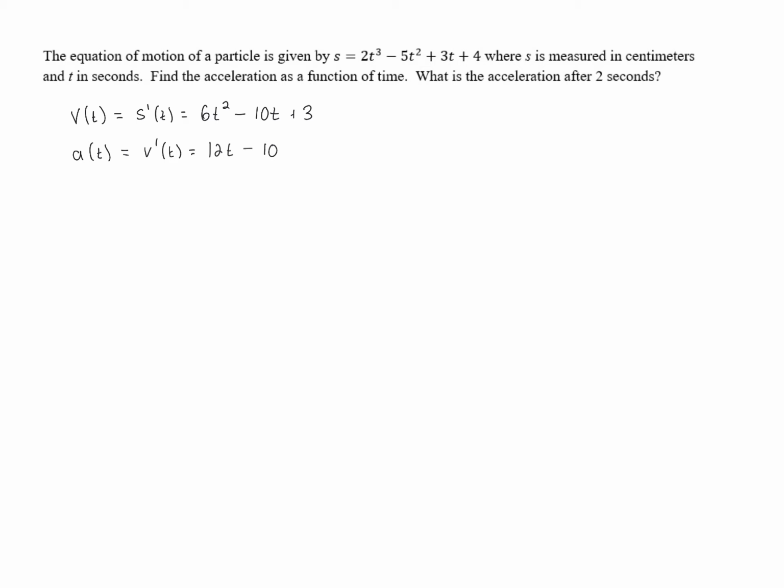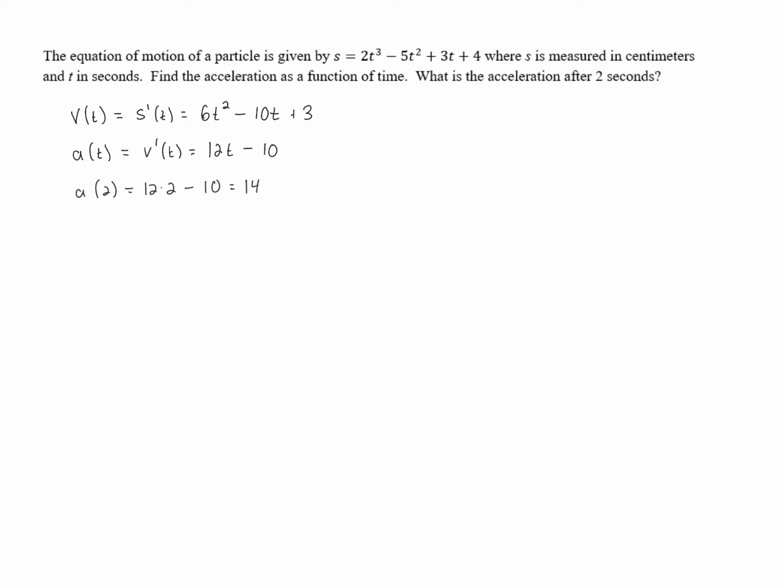So this is the acceleration as a function of time, and we want to know the acceleration after 2 seconds, so that's going to be a of 2, so we just need to plug in 2 here. 12 times 2 is 24, and 24 minus 10 is 14. So the acceleration is 14.